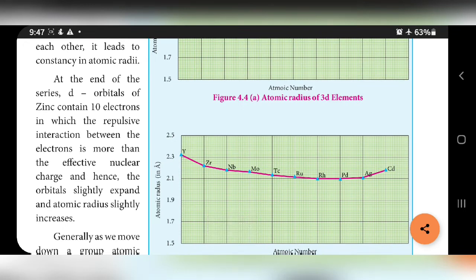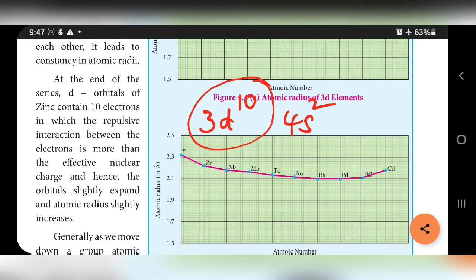At the end of the series, the d orbital of zinc contains 10 electrons, in which the repulsive interaction between the electrons is more. So here also two kinds of forces are there, attraction and repulsion, but in zinc the electronic configuration is 3d10 4s2. Zinc contains 10 electrons in the 3d orbital, so more electrons are present, and more electrons means more repulsion compared to attractive forces.